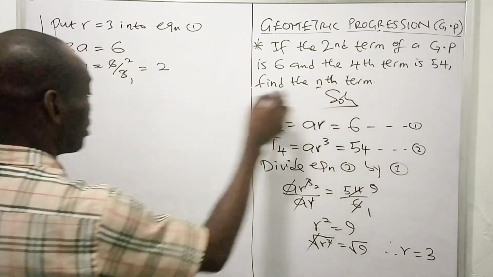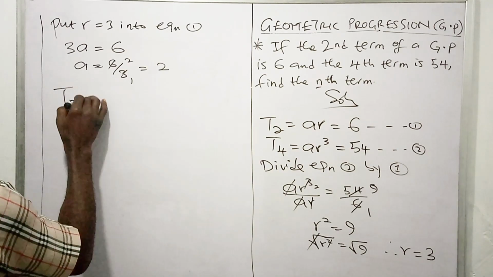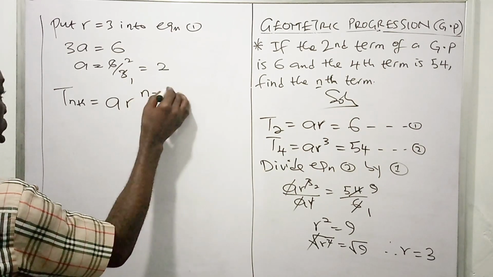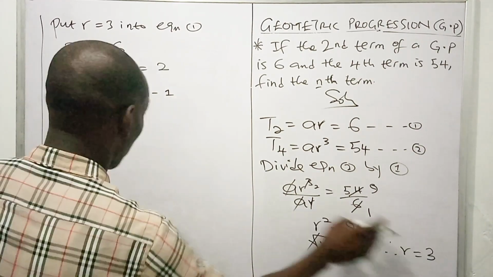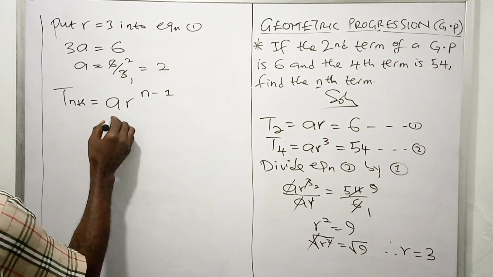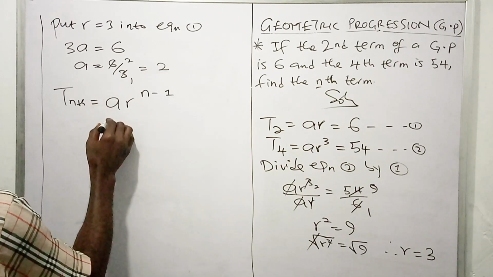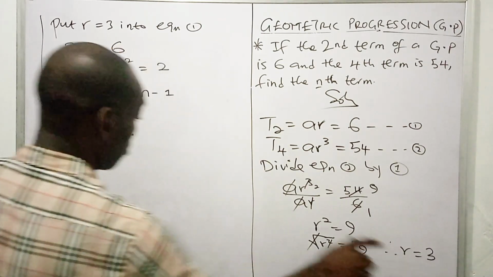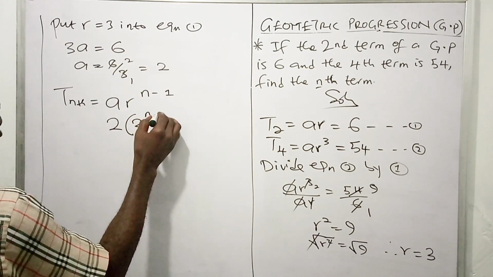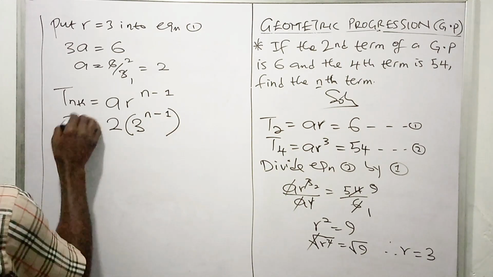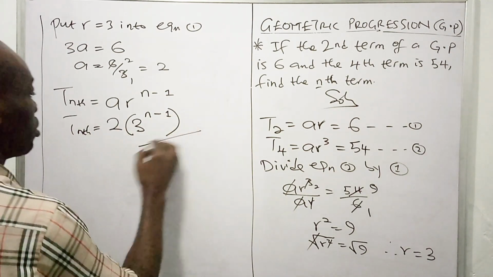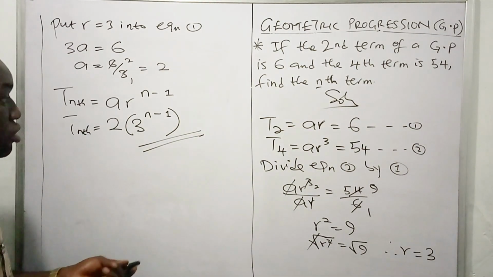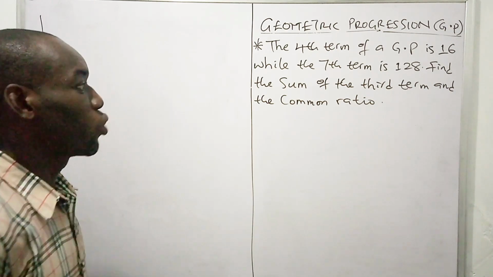Now we're asked to find the nth term. The nth term of a GP is AR raised to the power n minus 1. So if we substitute the value of the common ratio and the value of A, the value of A now is 2, so that's 2 in brackets. The value of the common ratio is 3, that's 3 raised to the power n minus 1. So that's the nth term of that particular sequence.